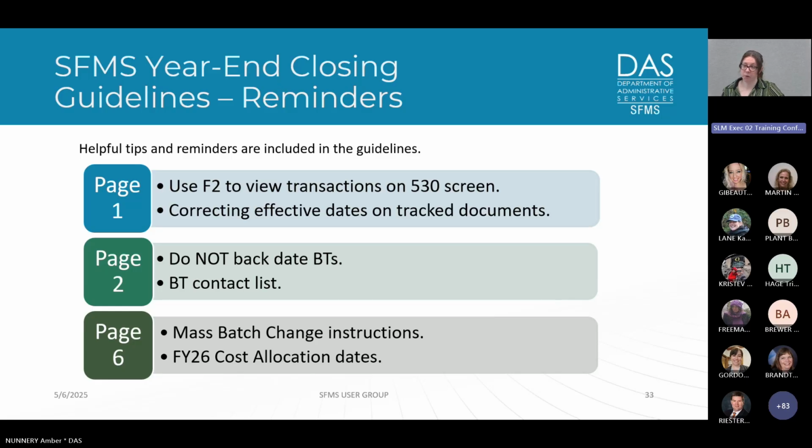Page 6, really important, has the mass batch change instructions. There's multiple different ways to process a mass batch change in SFMS. These year-end guidelines tell you how you need to do it specifically at year-end, especially if you're changing an effective date from one fiscal year to another. So very handy information there. And we've got some other information about fiscal year 26 cost allocation dates for those few agencies that use that feature.